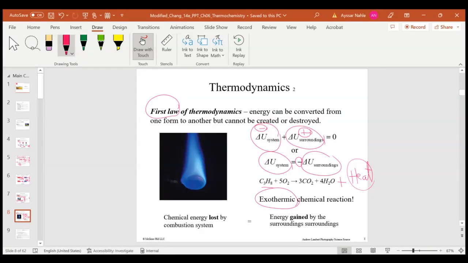Now, chemical energy: again, you burn something, you get a flame, and you get a huge amount of heat. The heat will be produced by burning the propane, but absorbed by the surrounding. It means I can put a pot of water in there and heat my water. All right. The chemical energy lost by the combustion is the same chemical energy that is gained by the surrounding.